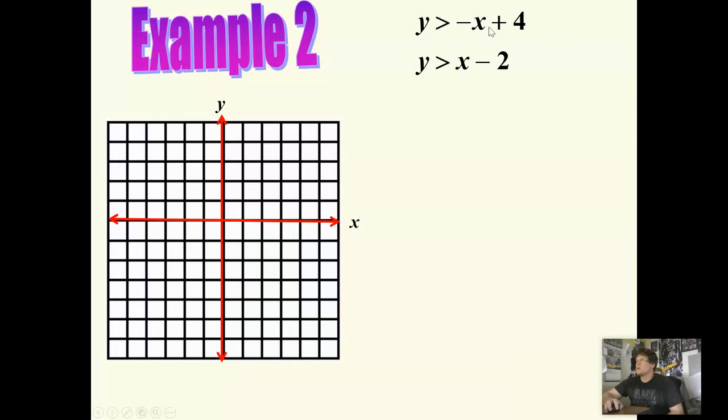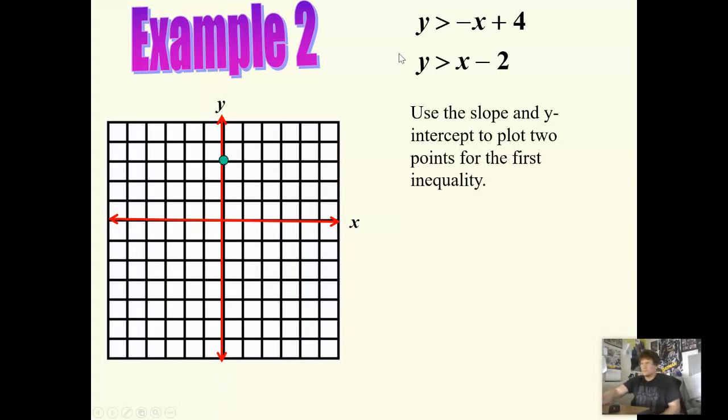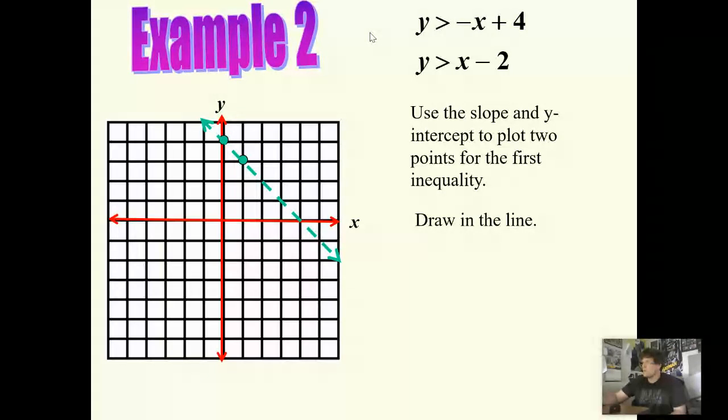My first inequality, my y-intercept is the constant plus 4. And then it has my slope negative 1. So I'm going to go plus 4 for the y-intercept. Negative 1 tells me down 1 and over 1. Looking at this symbol, it's just greater than, not greater than or equal to. So I know I'm going to use a dotted or a dashed line. And then I need the shade.